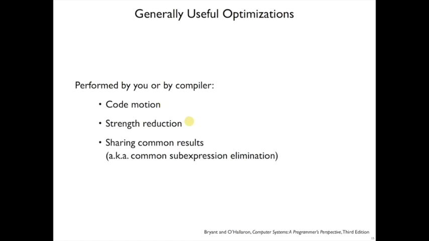Strength reduction, that's going to mean using simpler operations in place of more complicated operations because we know something about the simpler use, like it's a power of 2. And sharing common results. This is something like code motion, but it's pulling a similar expression from many places and moving it into one place. That's often called common subexpression elimination because you're eliminating the copies of the subexpression.